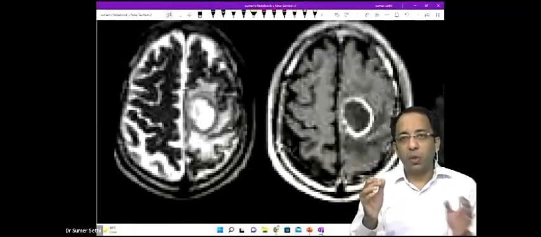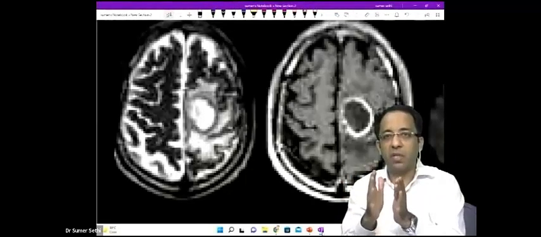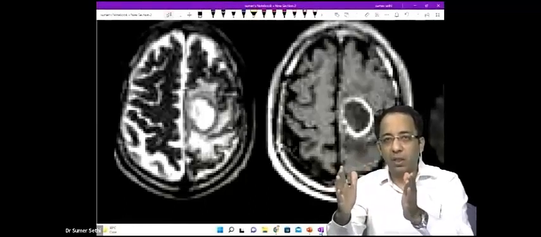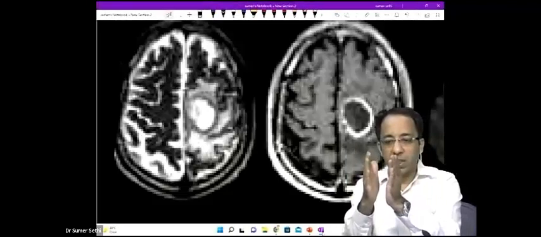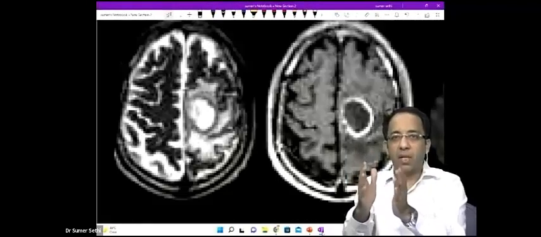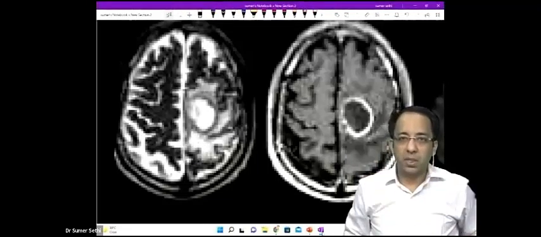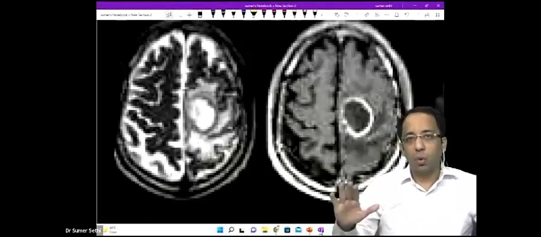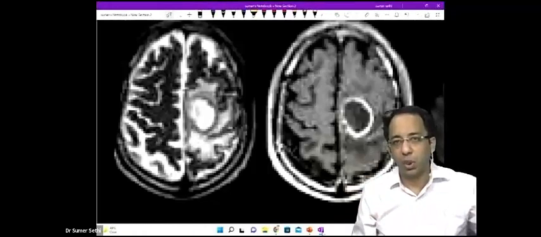It is probably to do with the sudden difference in caliber of vessels that happens in gray and white matter, because there is a sudden change in the caliber at gray matter and white matter. So the metastatic lesion tends to lodge at this site. It's a border zone between two differently vascularized tissues in the brain.